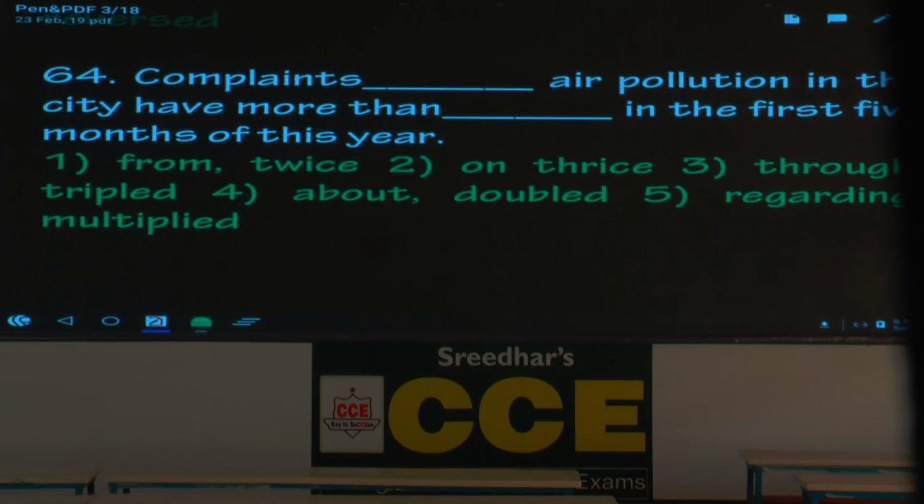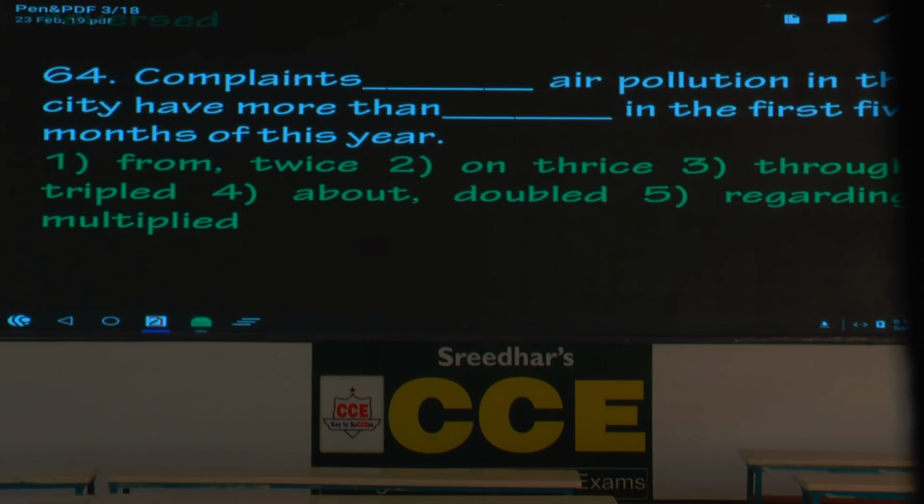Now 64. Complaints. What is the word here? Compliant is different, complaint is different. Which part of speech is it? It is a noun, plural. Complaints. What is a preposition generally? Air pollution, what do you say? Complaints on, off, about, any of these possible. We'll check. In the city have more than.